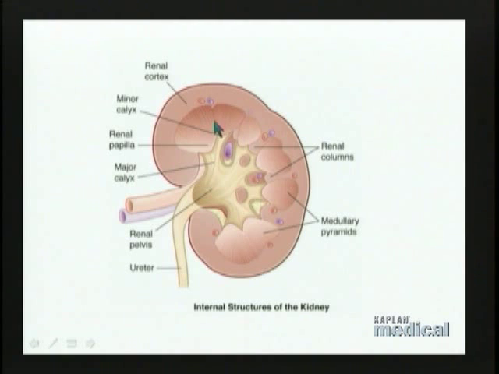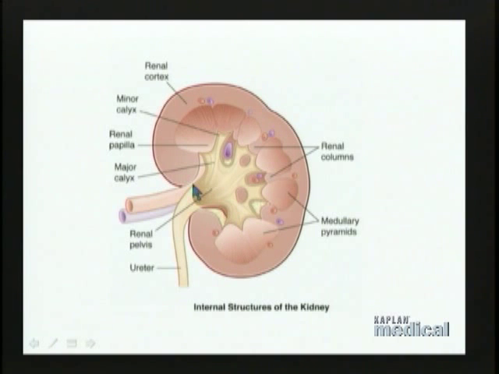And then those collecting tubules finally empty into these little recesses, which are called the minor calyces, and then several minor calyces empty into a major calyx, and then each of the major calyces empty into this even larger region called the renal pelvis, and then out to the ureter.